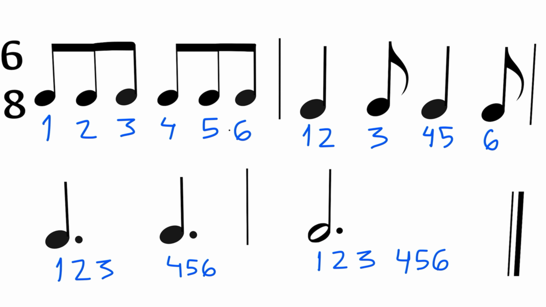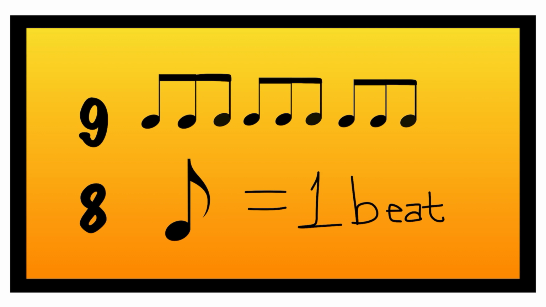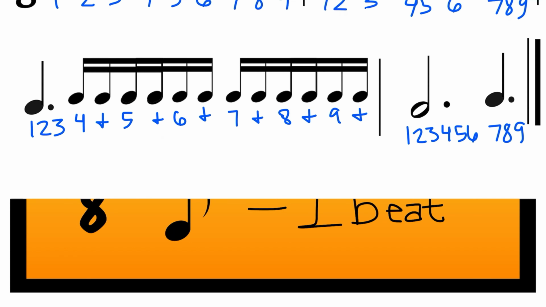Very good. Moving on to 9/8 time. The 9 on top means we get 9 beats per measure, 9 eighth notes per measure in this case. The 8 on the bottom means that the 8th note gets 1 beat. And here's our rhythmic example.